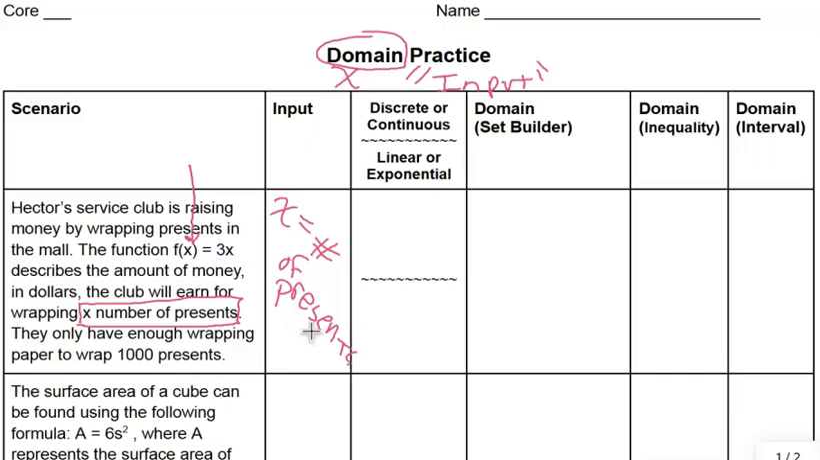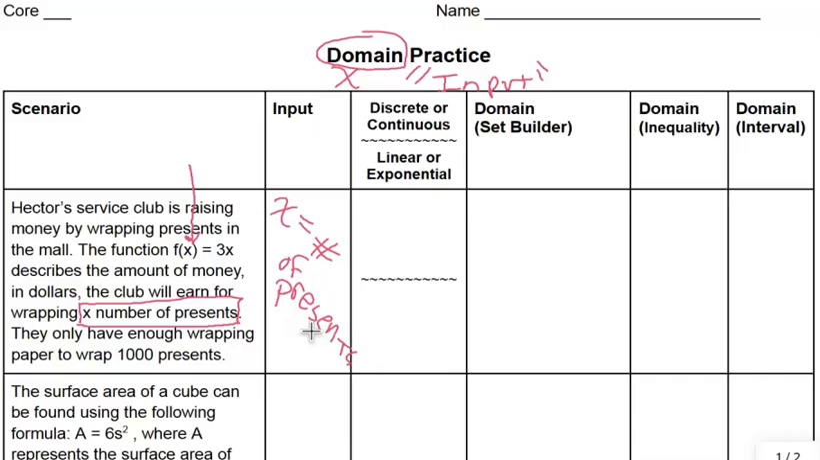So then you need to determine, is it discrete or continuous? If you're struggling with the concept of discrete or continuous, my suggestion is to ask yourself 3 questions. The first question is, can I plug in a 1? Yes, I can plug in a 1. It would represent the cost of wrapping 1 present. The second question, can you plug in a 2? Yes, it would represent the cost of buying 2 of the presents.